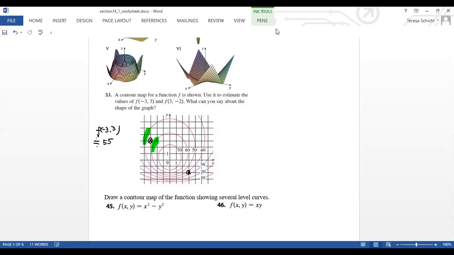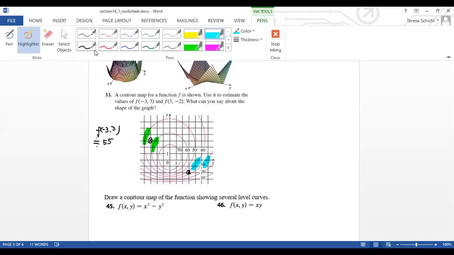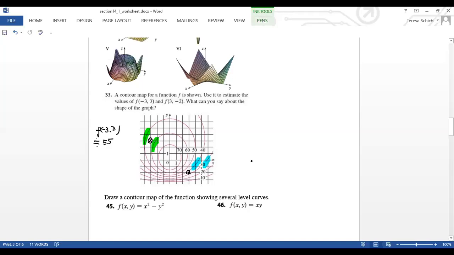So just like you see here, you also want to see which two level curves this point is between. So it's between this one and this one, right? So this point is between these two level curves here. So you estimate. So I will say f(3, -2) is equal to around 35 here.